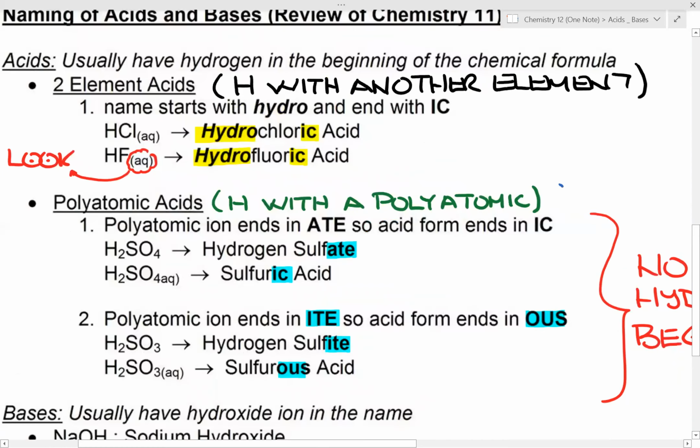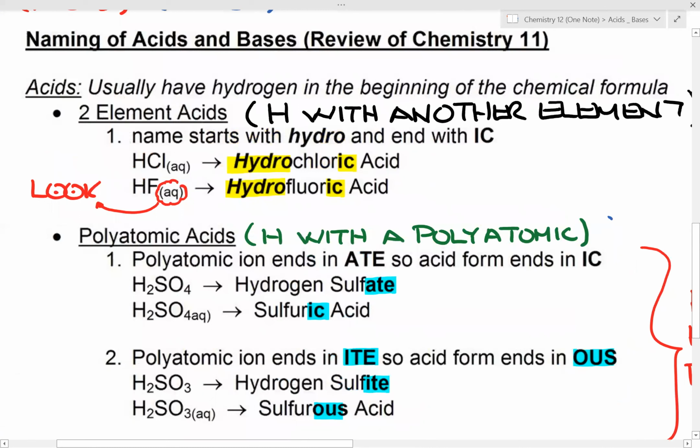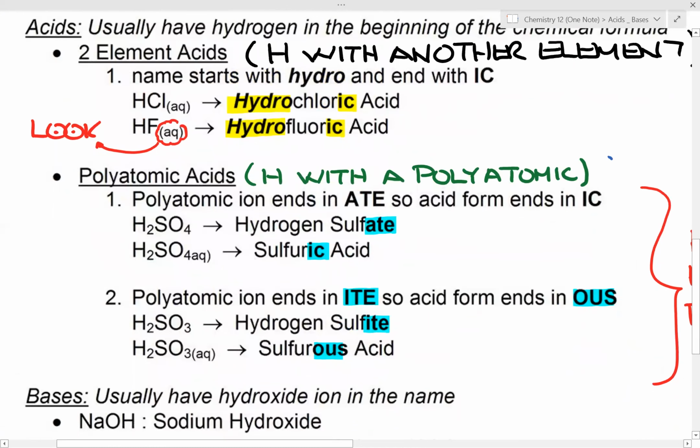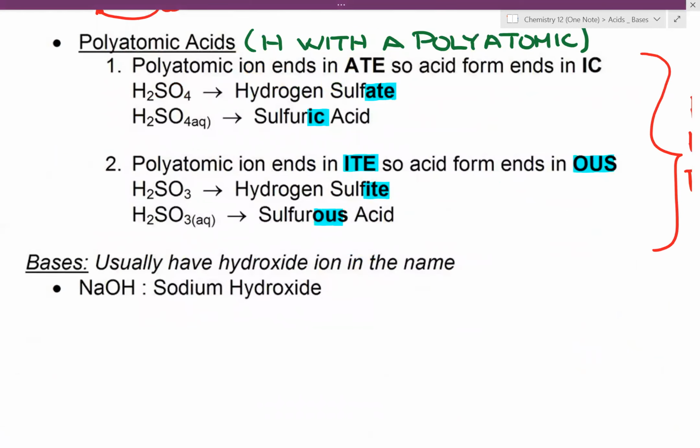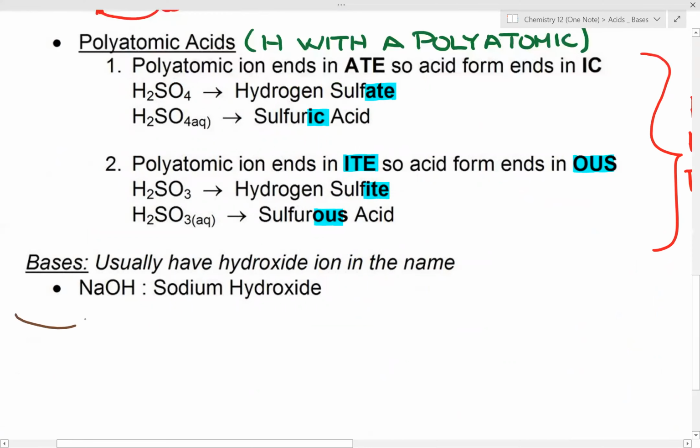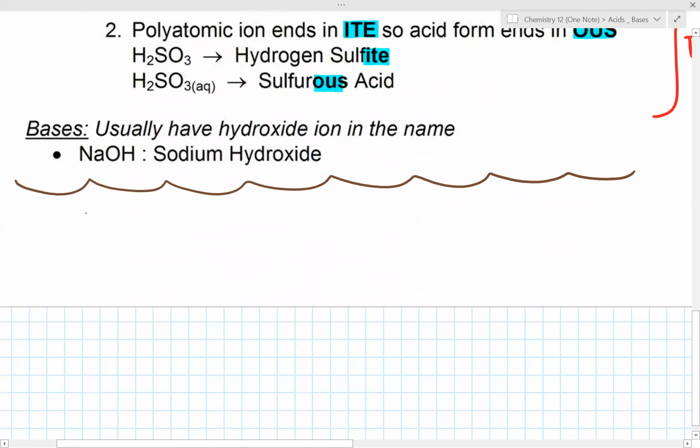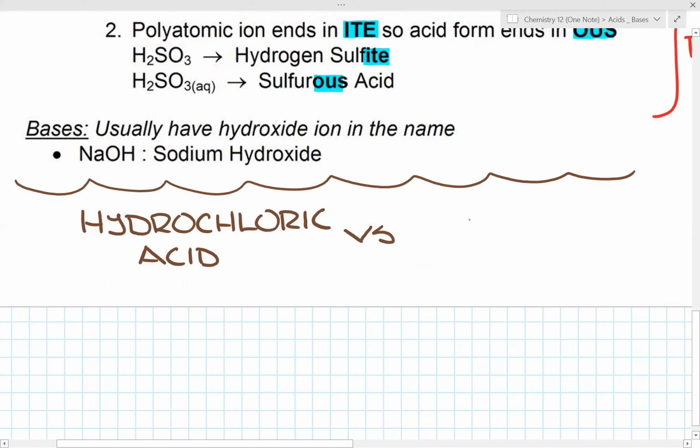Unlike the two-element acids, which have hydro and end in ic, when you have a polyatomic acid, it's just an ic or ous ending. Now, you might say, well, Mr. Chan, what would be an example of the difference between the two? Let's say, for example, I'll give you something that you are familiar with: hydrochloric acid versus chloric acid.